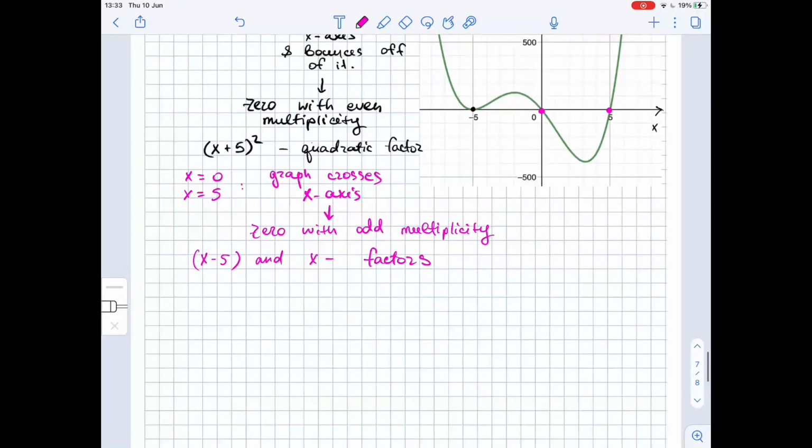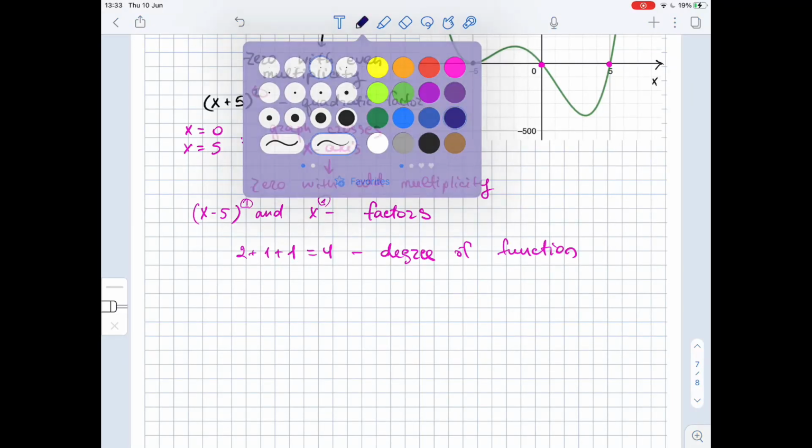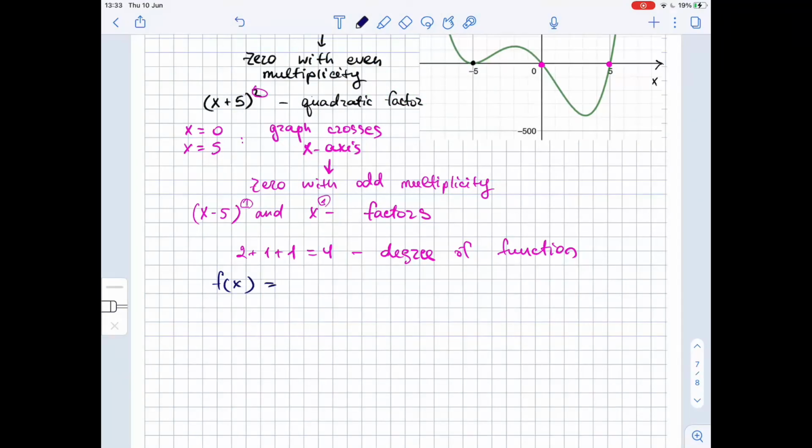So the sum of multiplicities, 2 plus 1 plus 1, equals 4, which is equal to the degree of our function. So that means that these are the only factors of our function, and we can write it down as f of x equals x plus 5 squared times x minus 5 times x.